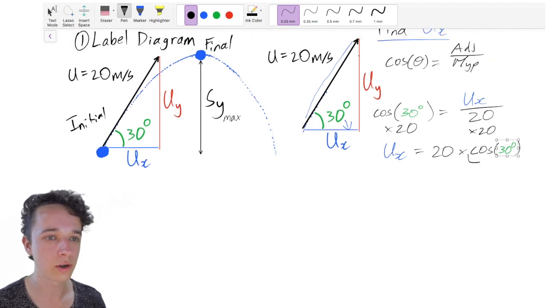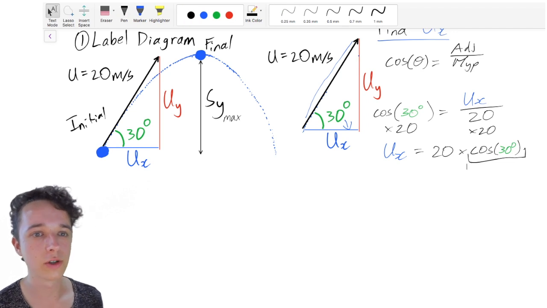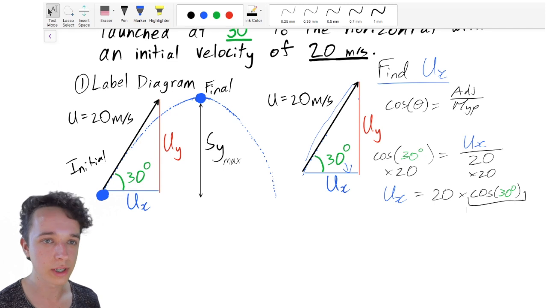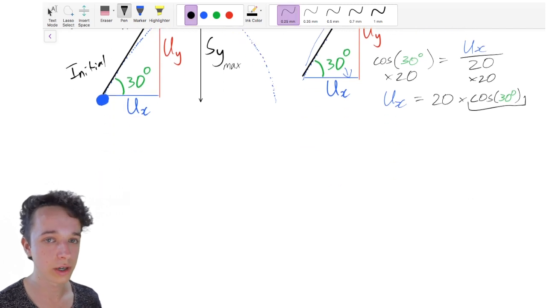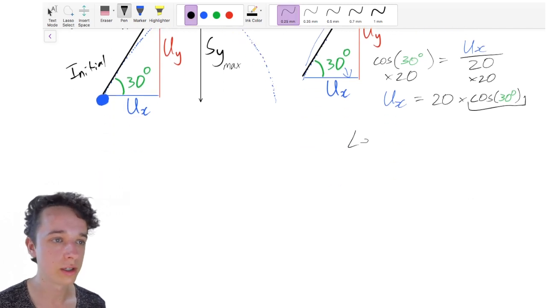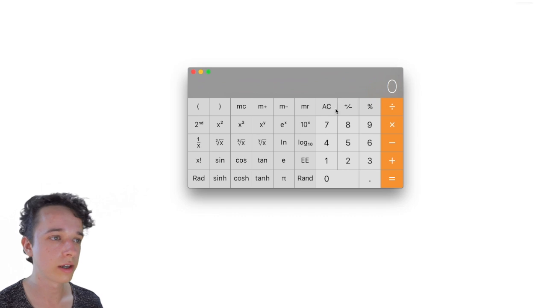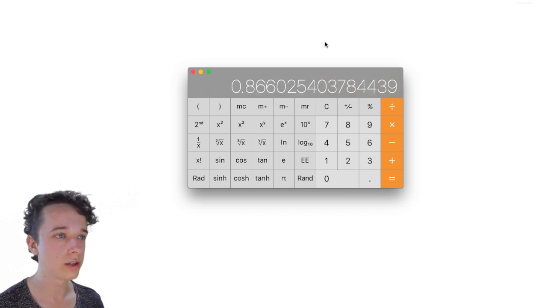Okay, so I know that cos of 30 is an exact value. So what do you do if you don't remember what the exact value of cos of 30 is? Well, I'll show you the trick that I use. You don't actually have to show this in your working, but I'm just going to show it for the sake of clarity. Let x equal cos of 30 degrees. Then I go to my calculator and I put in cos of 30, and you get this really ugly number, right? So this number goes on forever.